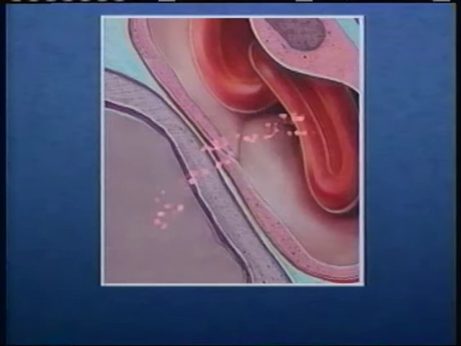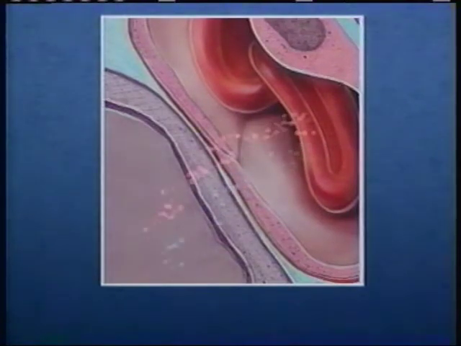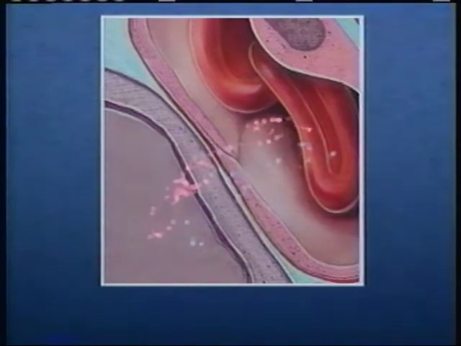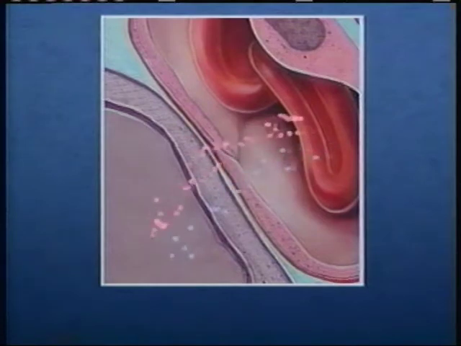The inspired oxygen moves from the alveolus into the pulmonary blood. The circulatory system distributes the oxygen-rich blood throughout the body. Carbon dioxide moves in the opposite direction from the blood into the alveolus, where it will be expired from the body. Normally, gas exchange across the respiratory membrane is rapid due to the extreme thinness of the respiratory membrane.